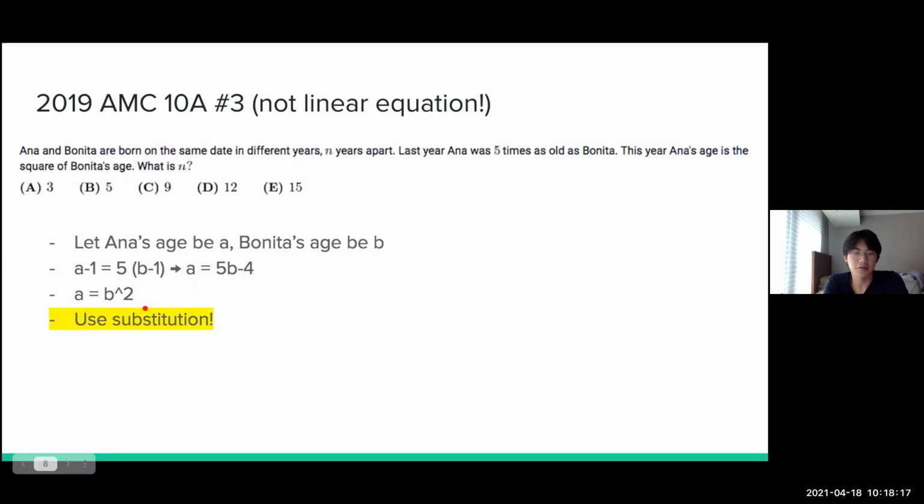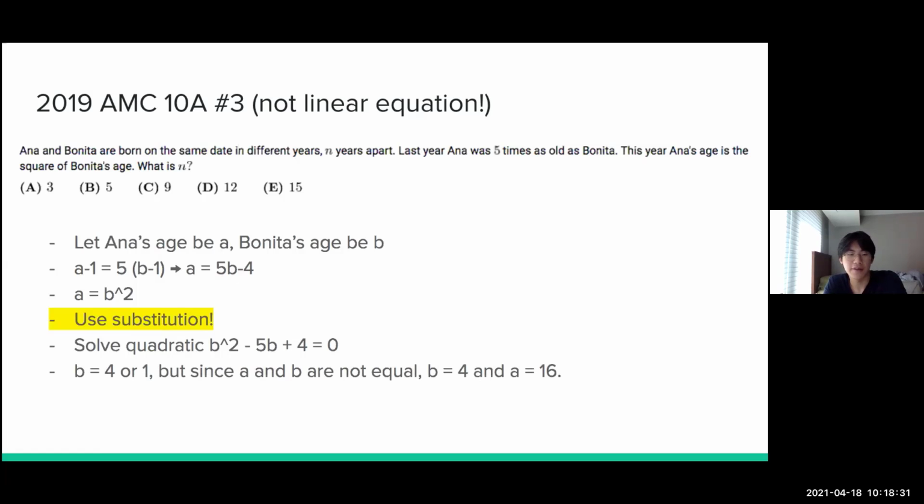So B squared equals 5B minus 4, which helps us set up the quadratic B squared minus 5B plus 4 equals 0. And if you either use the quadratic formula or simply factor it, we find that B equals 4 or 1. But since A and B are not equal, they're born in different years, B can't be 1, which means that B is 4 and A equals 16, giving us that final answer of n equals 12.